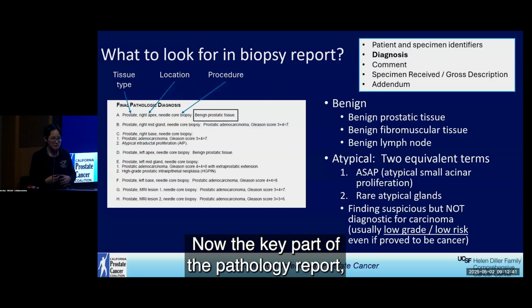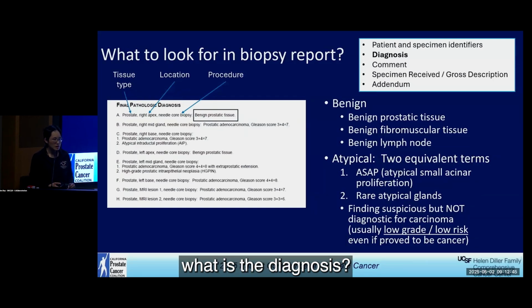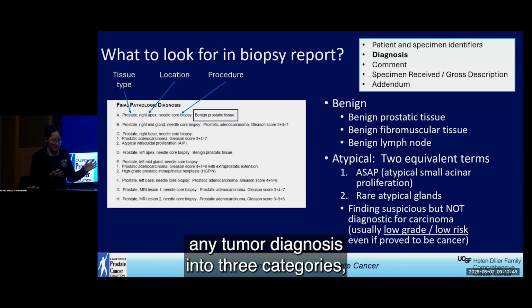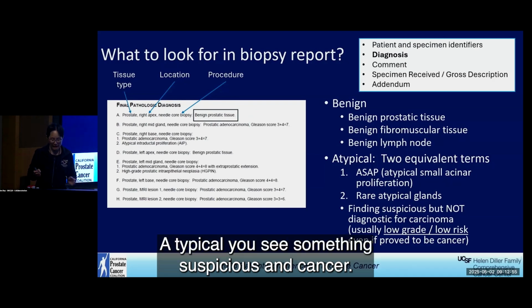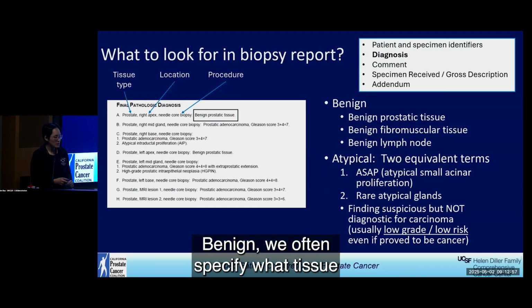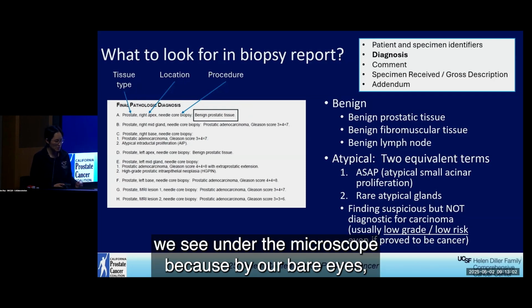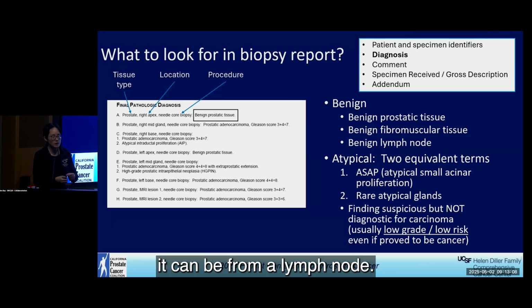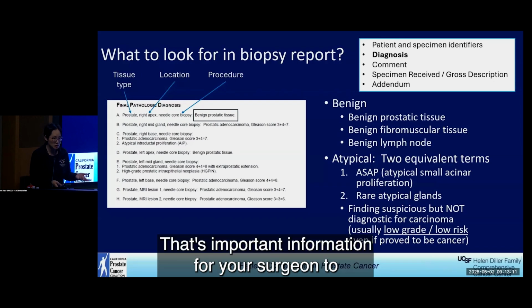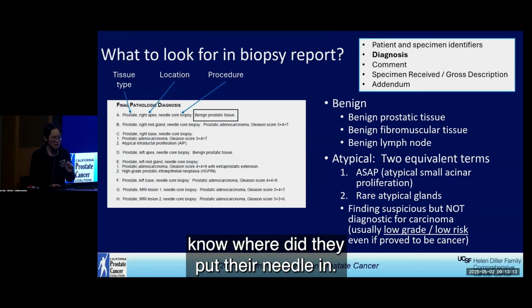Okay, so now the key part of the pathology report. What is the diagnosis? You can typically think about any tumor diagnosis in 3 categories. Benign, you don't see any tumor. Atypical, you see something suspicious. And cancer, right? For benign, we often specify what kind of tissue we see under the microscope, because by our bare eyes, they're just like a strip of tissue, but it can be prostate, it can be from seminal vesicle, it can be from lymph node. So that's important information for your surgeon to know where they put their needle in.